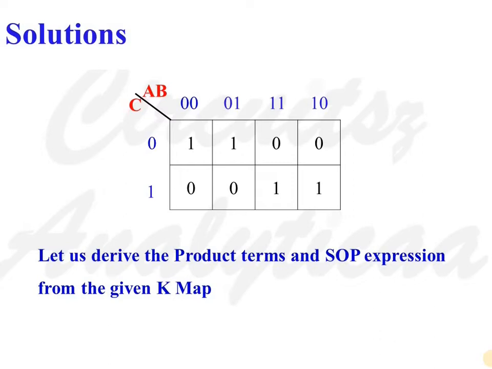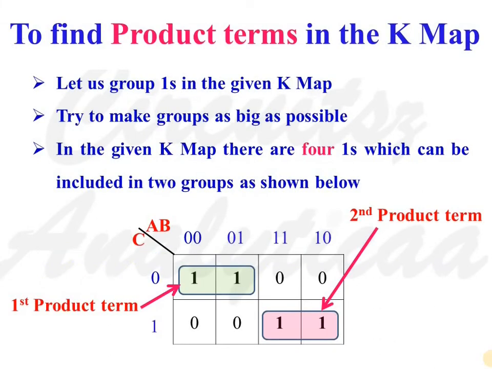The given K-map consists of 8 cells. That means this is a 3-variable K-map. There are 4 ones and 4 zeros in this K-map. To find the product terms in the K-map, we have to group ones in the K-map.